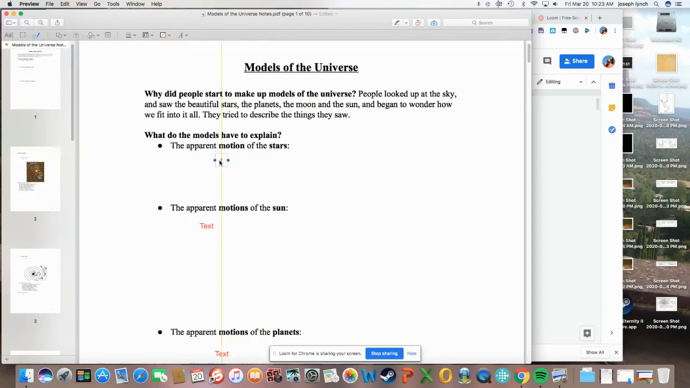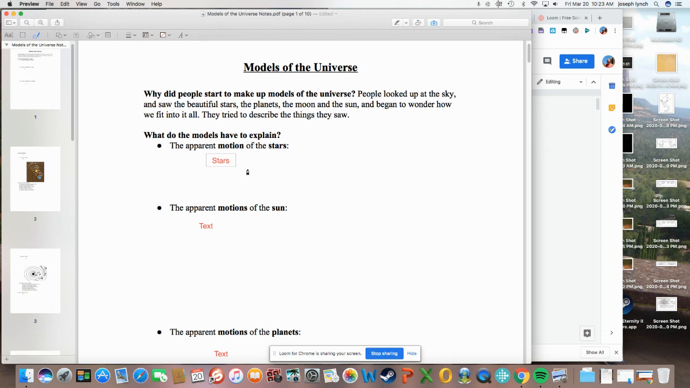Our next unit is going to be on models of the universe. So when people looked at the sky, they saw things like the planets lining up with different constellations of the zodiac, and they wanted to explain why. So the models of the universe have to explain the things that we see. For instance, the apparent motion of stars.